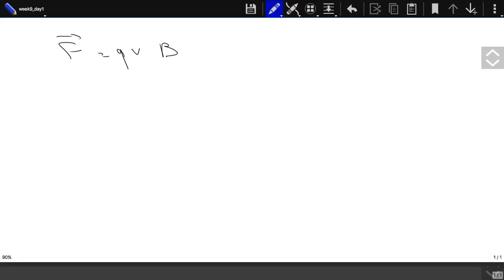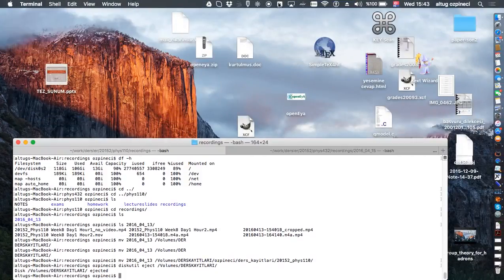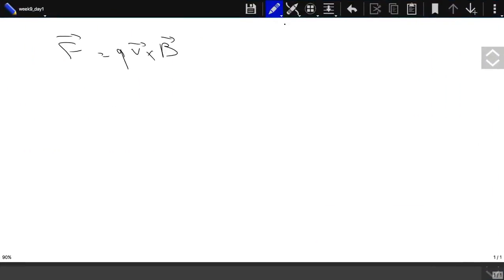It is also proportional to the angle between the two, and it was always perpendicular to both the velocity and the magnetic field. This was basically our definition of the magnetic field. By measuring the force for different velocities, we could determine the magnetic field at a given point.